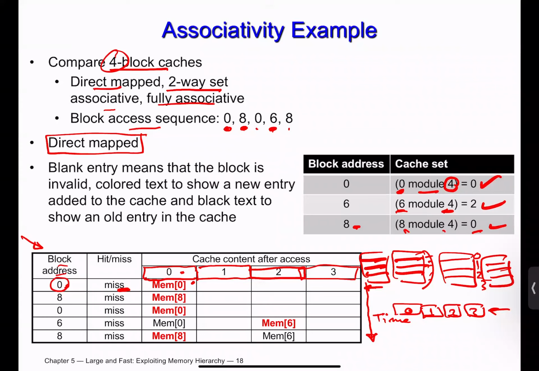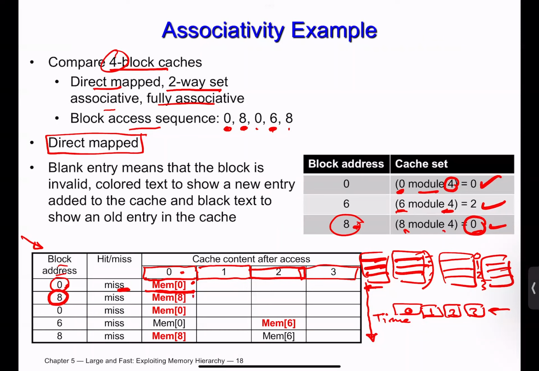As soon as I know that I miss, I will go all the way to the main memory and bring it back to me, to the cache. So basically, I will bring the memory of 0 and copy it here. At the next instance of time, I would like to access memory of 8. I would like to access block address of 8. Block address of 8 means I need to park in 0.